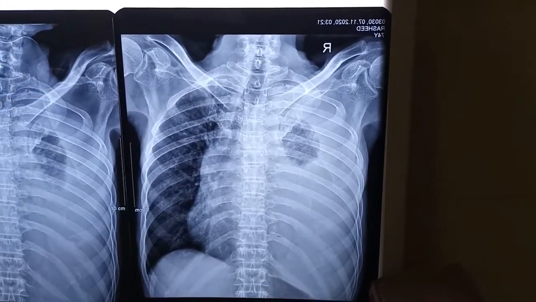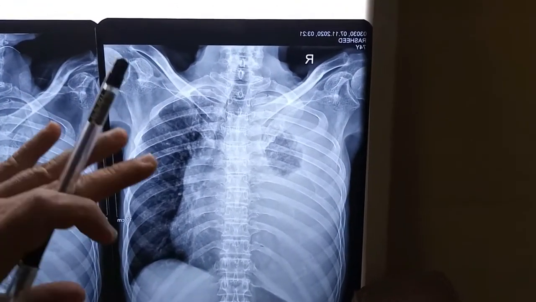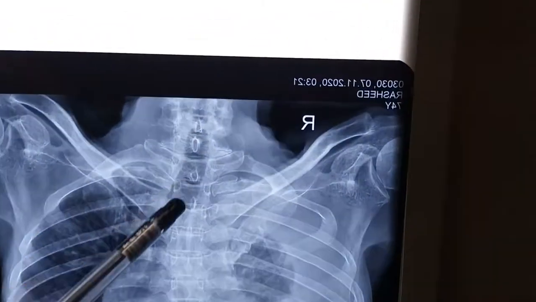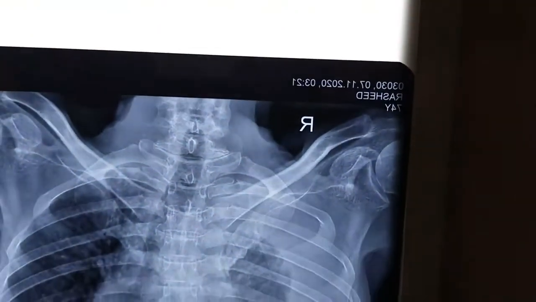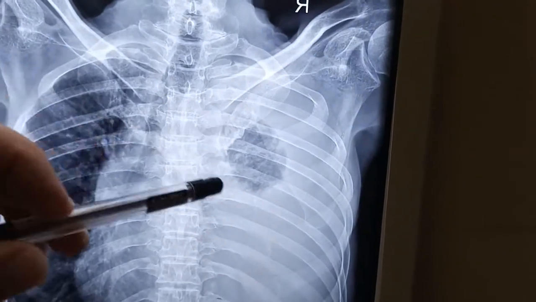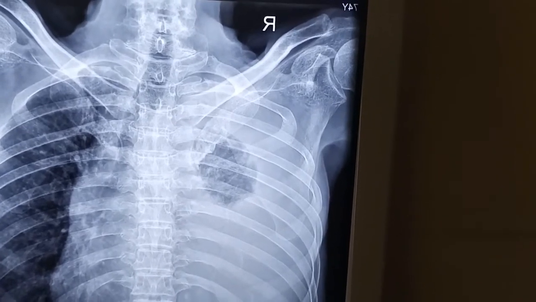So this patient has a massive pleural effusion on the left side which is pushing the mediastinum to the other side. Look at the trachea. The trachea has been pushed to the right side, the mediastinum has been shifted to the right side, and there is a floating lung just because the patient's chest X-ray has been taken in the supine position.